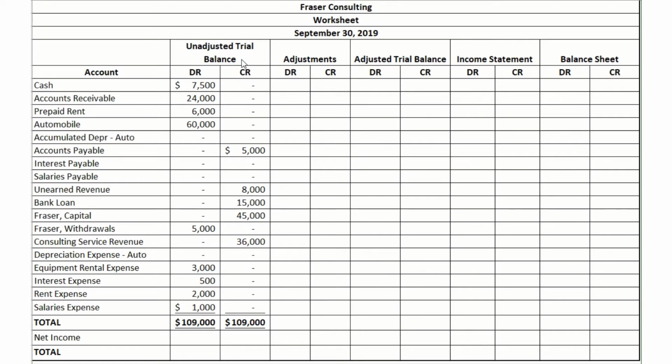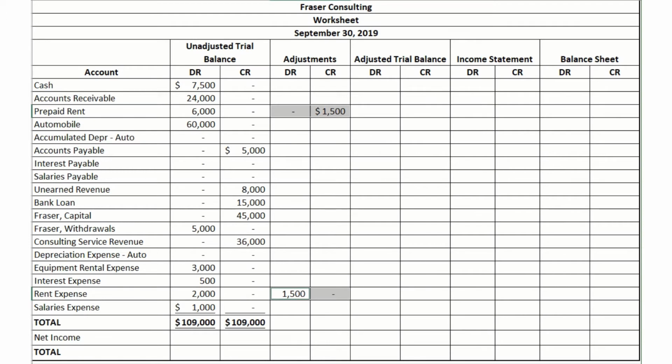I've included the unadjusted trial balance figures as per the problem, and now we need to walk through the various adjustments. First adjustment says it was determined that $1,500 of the prepaid rent had been used during August. So we need to adjust our prepaid rent and our rent expense for that period. We will credit our prepaid rent to reduce the value of that account and debit our rent expense to increase the expense incurred by the organization.